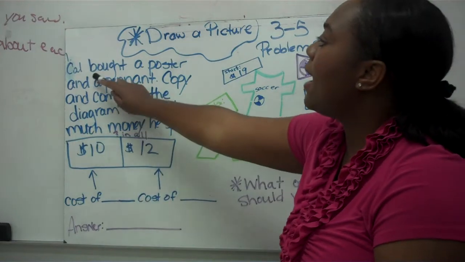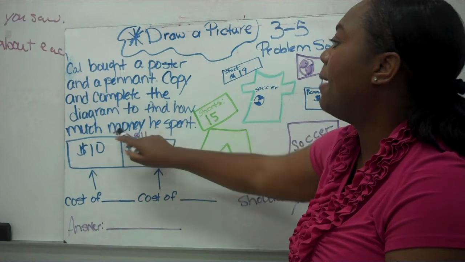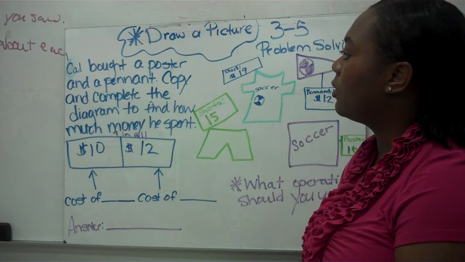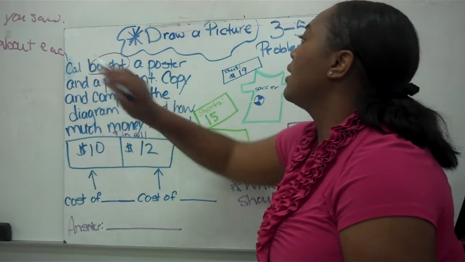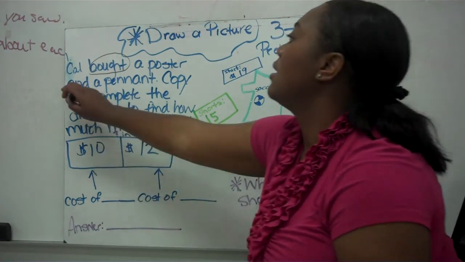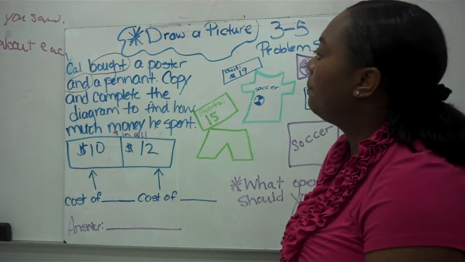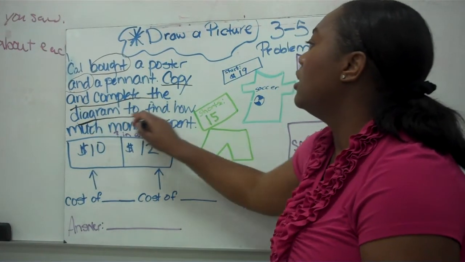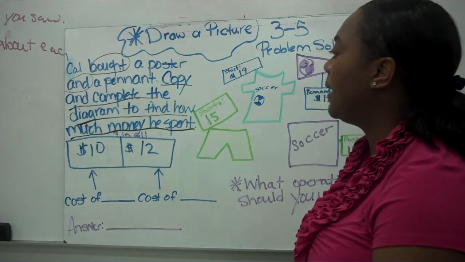Number 1 says, Cal bought a poster and a pennant. Copy and complete the diagram to find out how much money he spent. So let's go over our problem solving strategies again. We're going to circle our keywords. If he's buying something, that means he's spending money, so bought is a keyword. He bought a poster, and we know the word and tells us to combine items. He bought a pennant. They want you to copy and complete the diagram to find out how much money he spent.